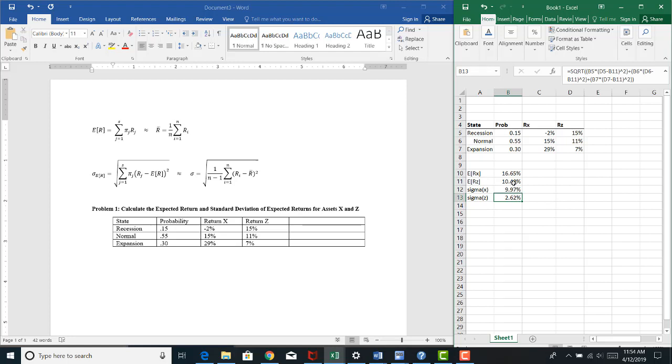So a couple things to notice here. Stock X has a much higher expected return than stock Z, but it also is much riskier, 9.97% versus 2.62%. All right. So that's how we would use these formulas when calculating the expected return and the standard deviation of expected returns for these assets.